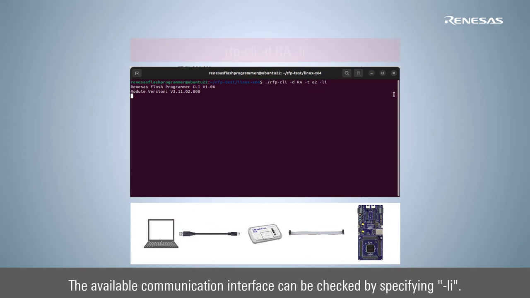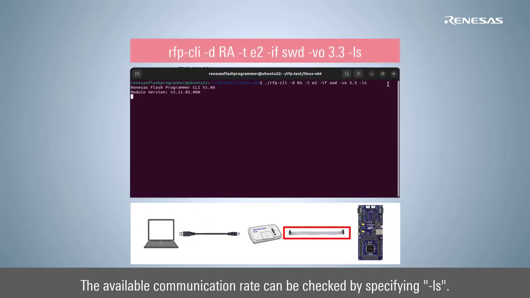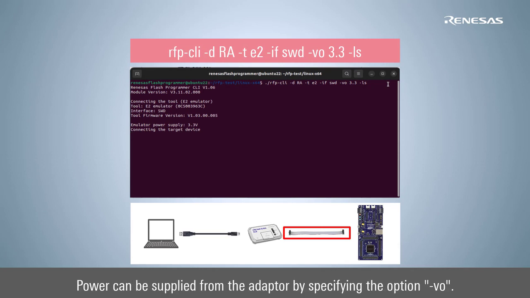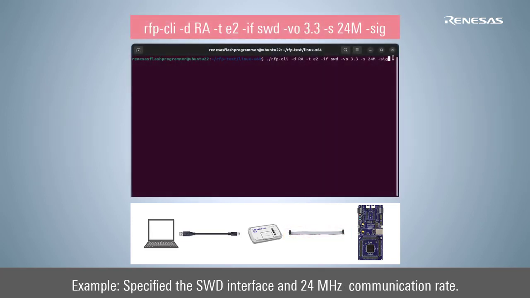Specify -LI to check for the available communication interface and -LS for the communication rate. If the device is not supplied by the target power, it can be supplied by the power from the adapter by specifying the option -VO. This example uses the SWD interface and 24 MHz communication rate.